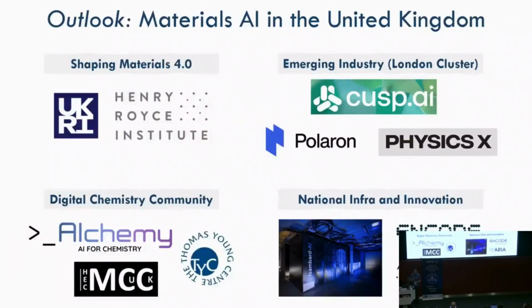So then, my last point, I'd say in the UK, materials AI is really going through a special period. There's a lot of support from UKRI and the Henry Royce Institute on the academic side. We also have some good networks. The Alchemy network, for those that are interested in AI for chemistry and materials, is very active. There's a lot of emerging industry. Cusp is one of the companies. My friend Sam Cooper founded Polaron, which is another one based in London. There's also PhysicsX. And we have compute, but we always need more compute, so keep the pressure on funders to keep us resourced.